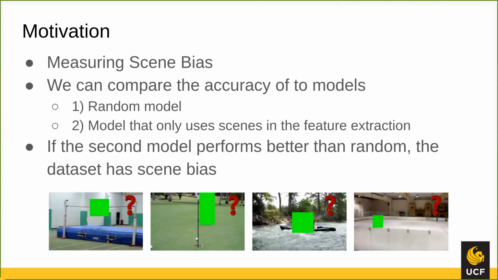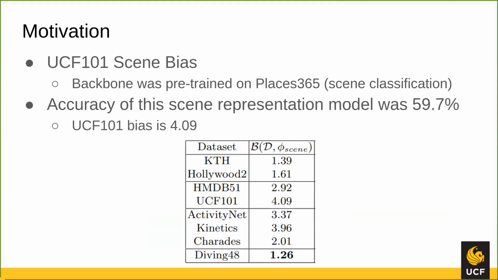You can think about this intuitively. If we look at the images in this picture, there's some type of gymnastics task in the lower left, and it looks like some type of ice skating in the lower right. The scene here correlates with the action being performed. As an example, we can go through UCF 101, and there are a bunch of other data sets that they measured.